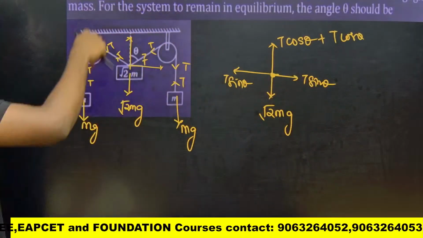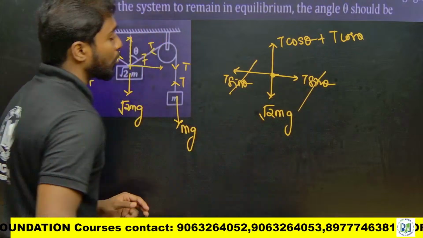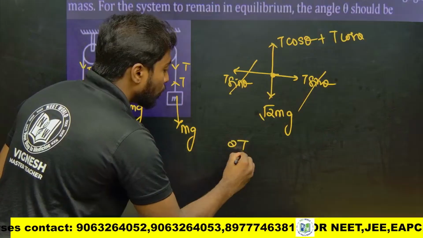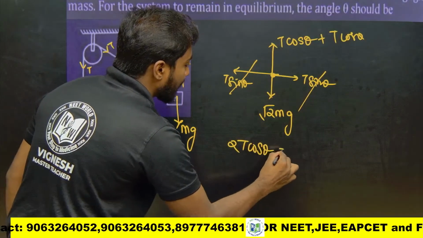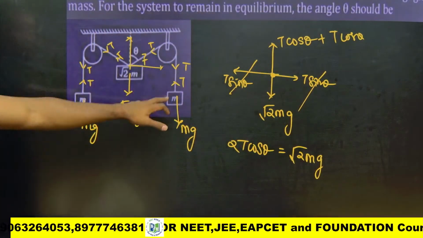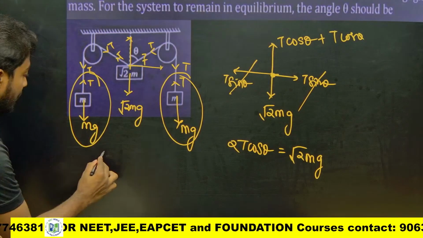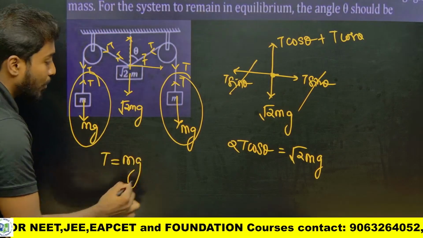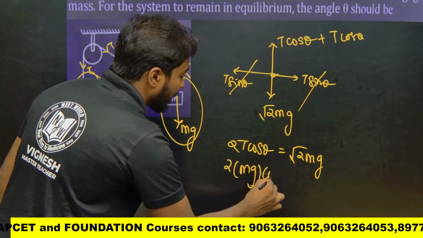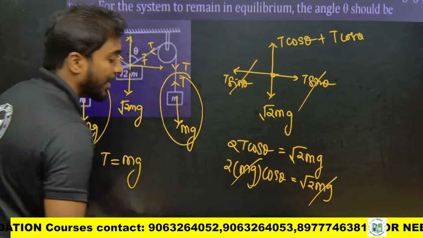T sin theta in this direction, T sin theta again, plus T cos theta. Like 2 times it's adding, no? It's in equilibrium condition, no? Unequal forces are acting, so I can cancel it out. So I can say that 2T cos theta equals root 2 mg. Now from this, either this case or this case, I can find what T is. T is nothing but mg. So I can substitute here 2 into mg into cos theta, which is root 2 mg. So mg cancelled out.